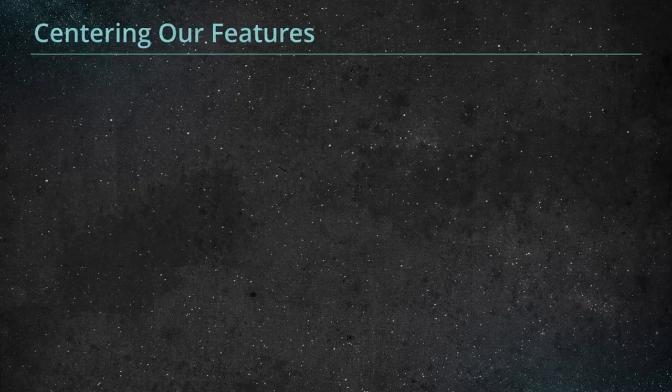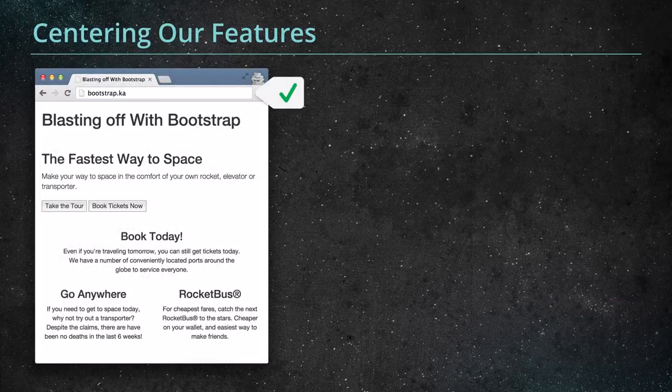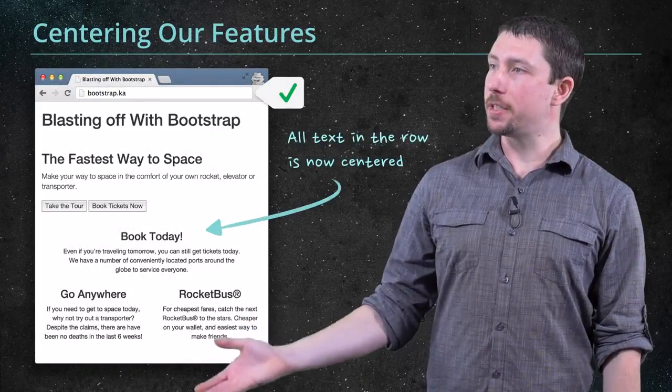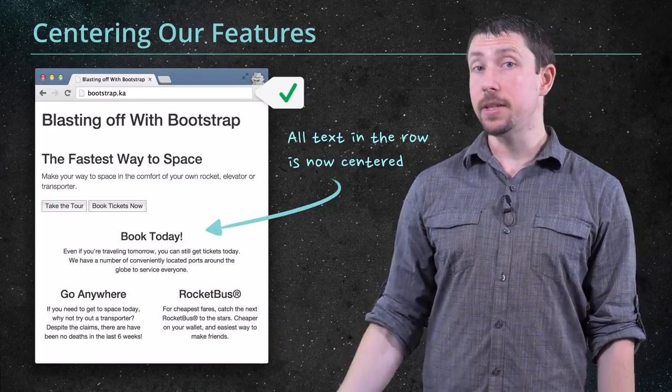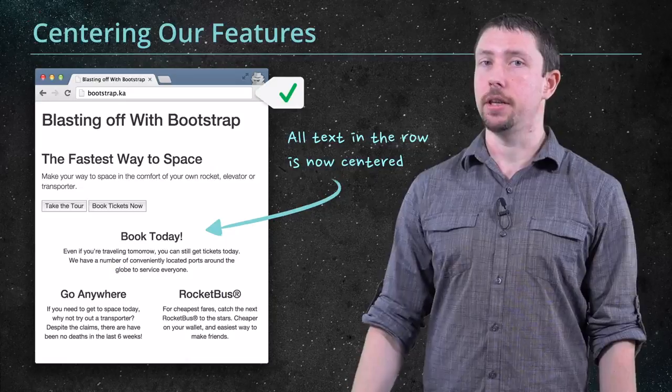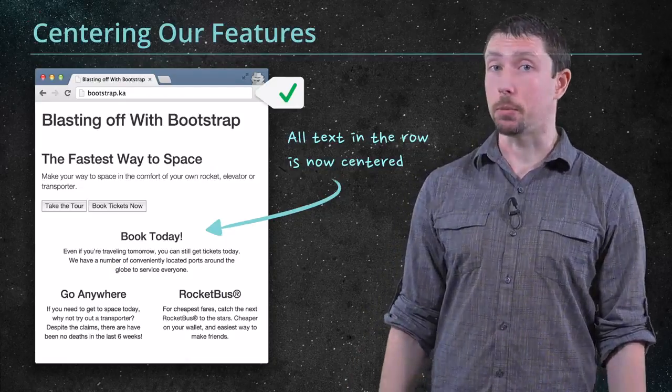Let's open our new design up in a browser and see how it looks. Nice! All the elements in the row are being centered by adding just that one class. Each is being centered within its element using the full number of columns available to it.